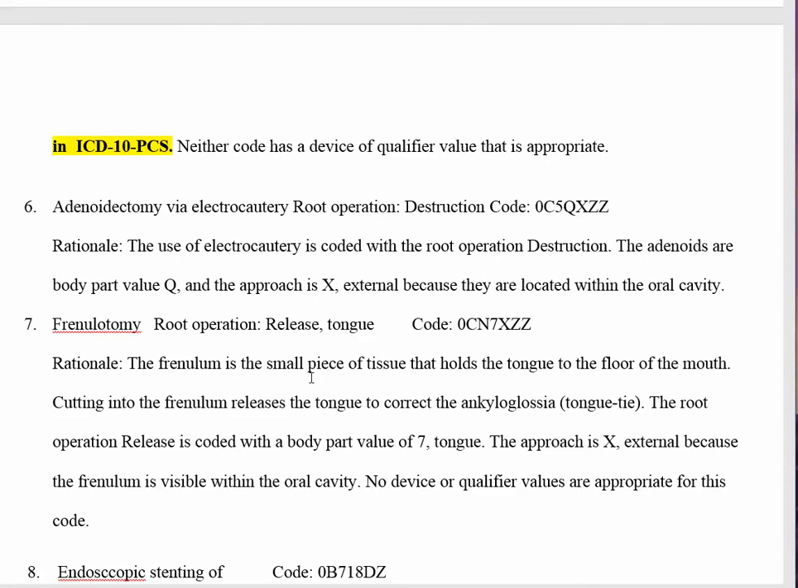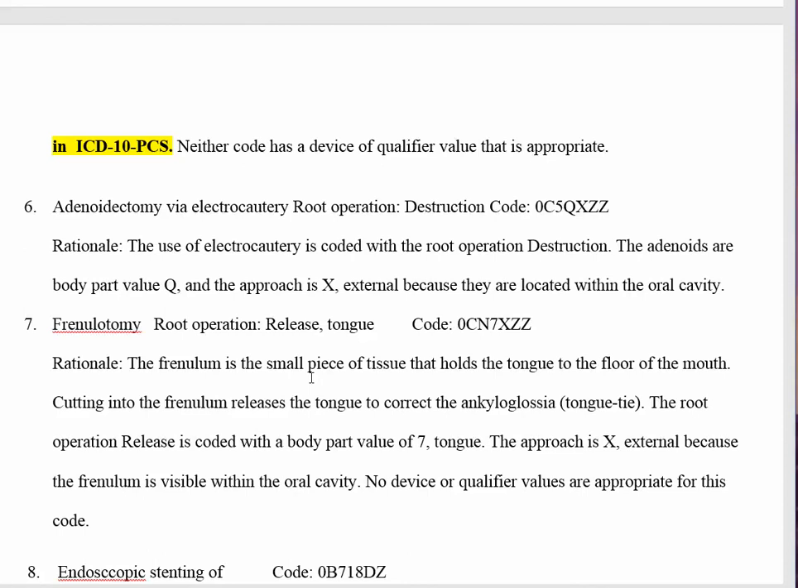So we can't use excision because they weren't cut away. We can't use extirpation because they're not solid. Adenoids are a part of your body, but they're not solid. They weren't pulled from the body. They were electrically cauterized. So we can't use extraction. Nothing was inserted. Nothing was repaired. There's no patching, no supplement. The best root operation is destruction.